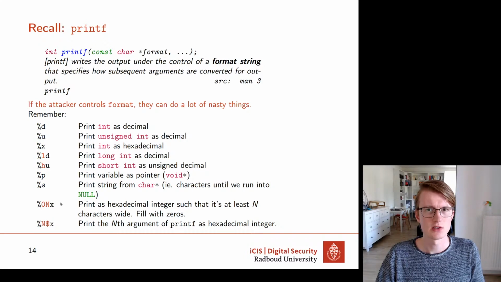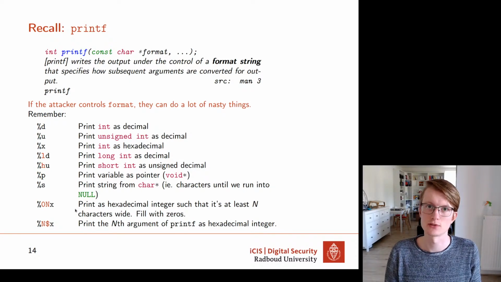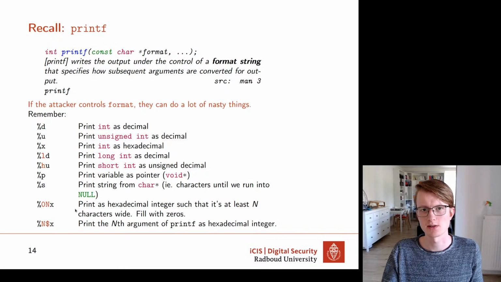There are also these things that you might not have seen in this form before. This is a 0, and then there's this number n, and you can use this to print a hexadecimal integer that's at least n characters wide. So if you want to print an 8-byte address, then you need 16 hex chars, but the first bytes, for example, might be 0, and you still want to see them, then you could do %016x, and then you will get 000 blah blah blah.